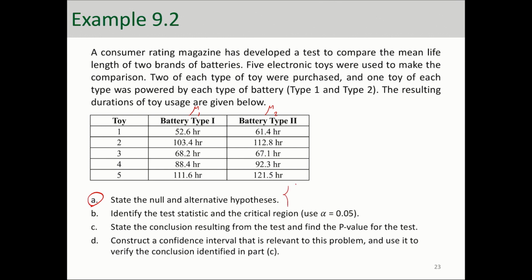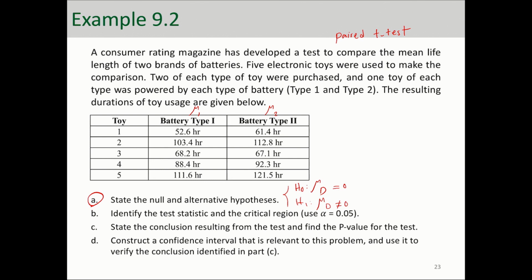So your null hypothesis would be mu of differences, right? This is how we do the paired t-test. So let me indicate that here, paired t-test. Mu of differences equal to 0, which means there is no difference between battery type 1 and 2. The alternative hypothesis, mu of differences is not equal to 0, which indicates there is a difference between them.